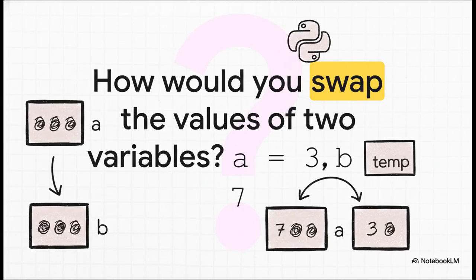All right, here's a classic little programming puzzle. Let's say you have 2 boxes. Box A has the number 3 inside, and box B has the number 7. How do you swap their contents so that A ends up with 7 and B ends up with 3?